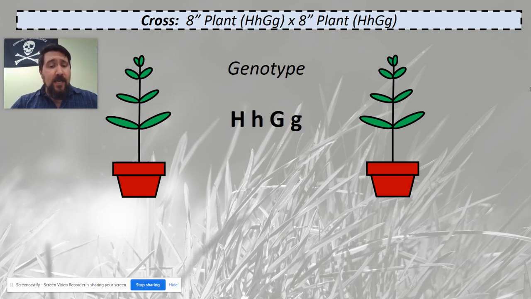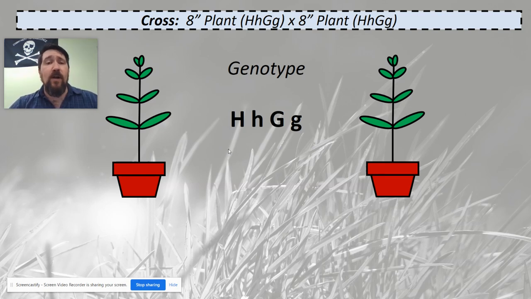Okay. So for an 8-inch plant, big H, little h is going to give us the genotype of 6 inches. Big G, little g is going to give us a bonus of 2 inches. So the 6 plus 2 is 8. So this is going to really need a dihybrid cross.